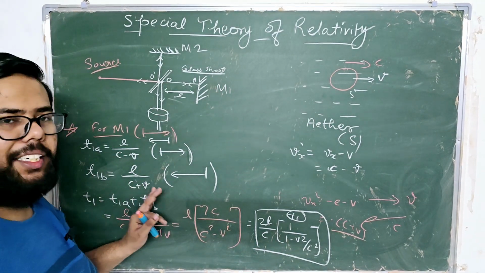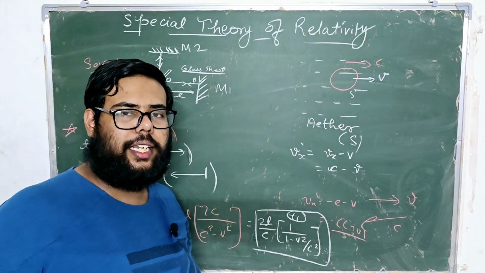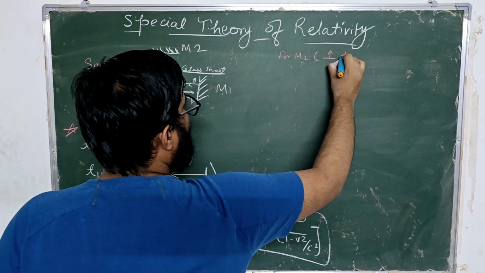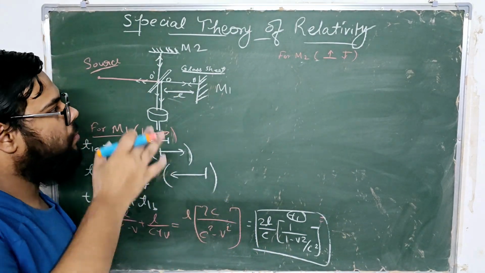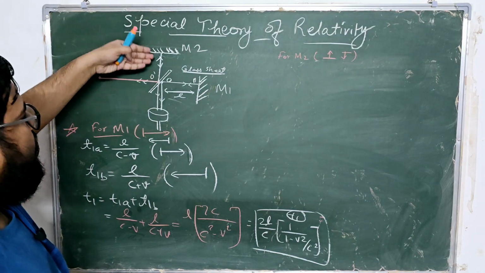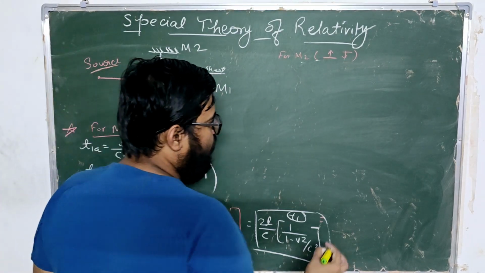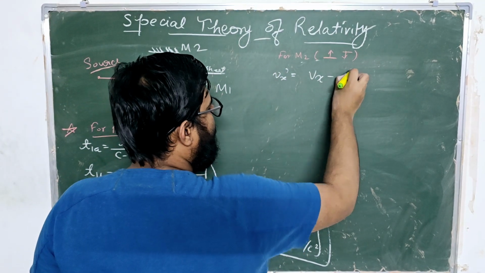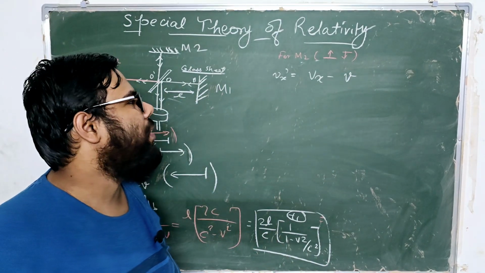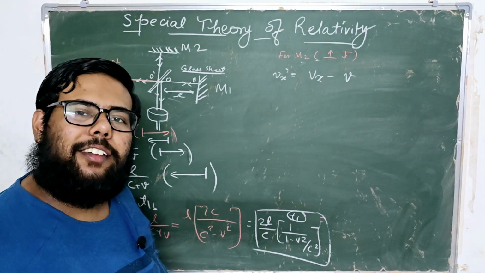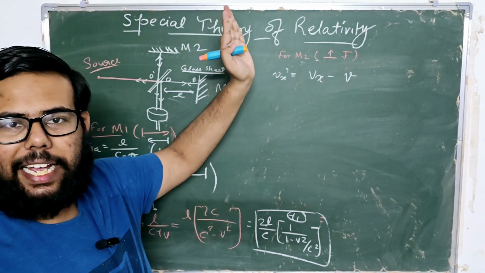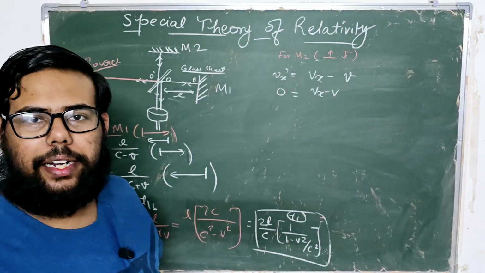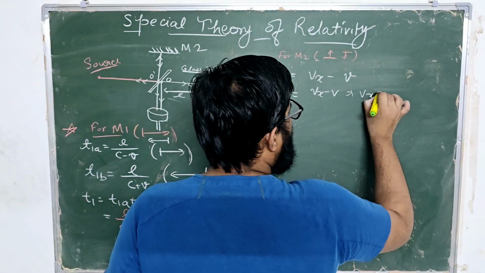Now what is t2? Let's calculate that also. So let me erase this part so I can teach you that. Now for mirror M2, light is going in this direction upward and then coming down. This is the direction of light. Of course this is the y-axis, this is the x-axis, right? So vx prime will be equal to vx minus the velocity. Now what is the velocity along the x direction? It will be 0 because the light is moving in the vertical direction, in the y-axis. So 0 is equal to vx minus v. This is the x component of light, so vx is actually equal to v.